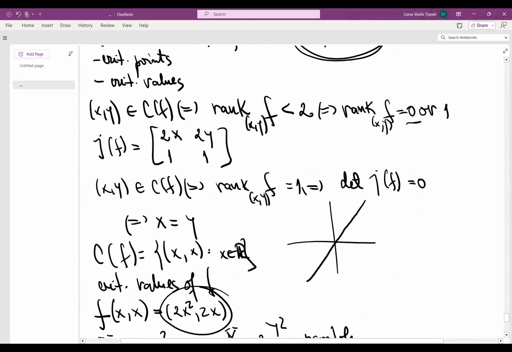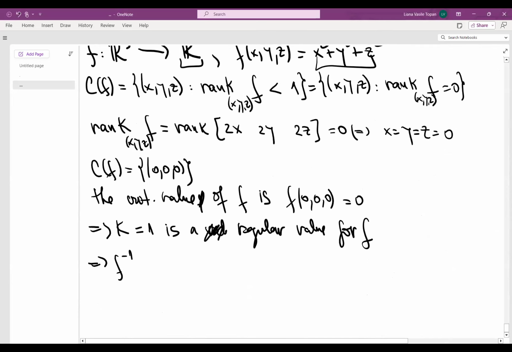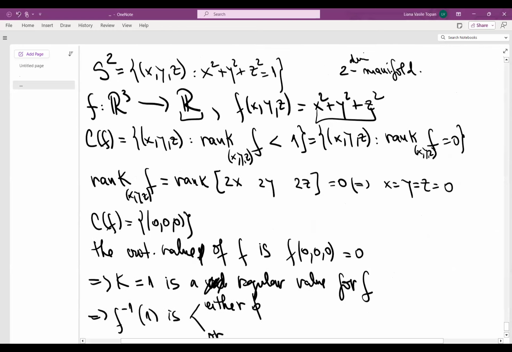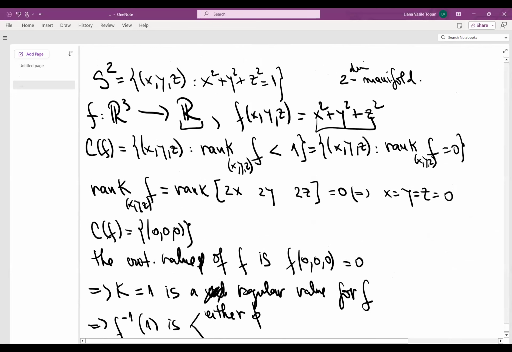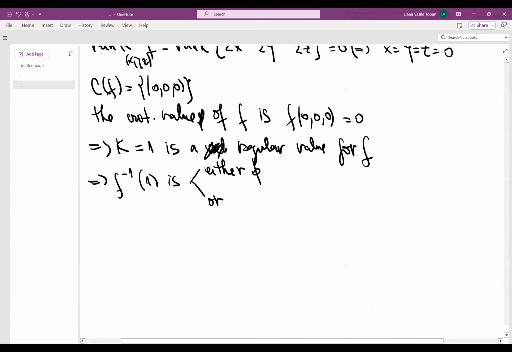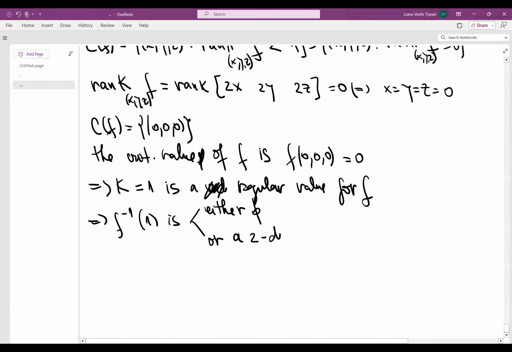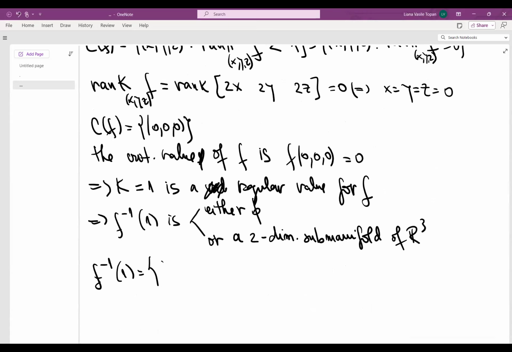So this means that f inverse of 1 is either the empty set, or a submanifold of R3 of dimension 3 minus 1, m minus n, right? So, a two-dimensional submanifold of the domain, which is R3. Now, what is the pre-image of 1? This is given by all the points, all the triples, for which f of x, y, z is equal to 1, right? This is how we define the pre-image.